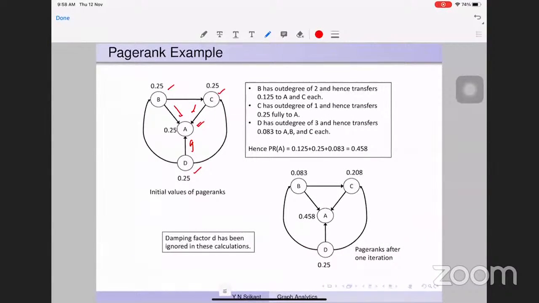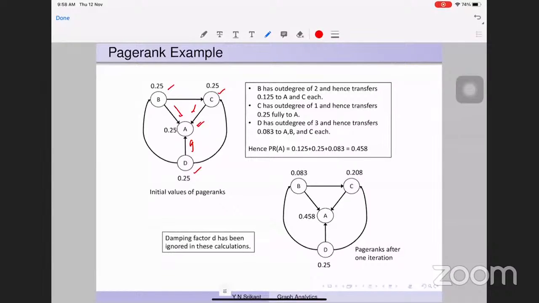There are 4 nodes, 4 web pages with this sort of connection. From B, there is a link to A. From B, there is a link to C also. From D, there is a link to A, B, and C. But there is no way you can get to D itself. There is no way you can get to D. So that's important here. So how do we compute PageRank?